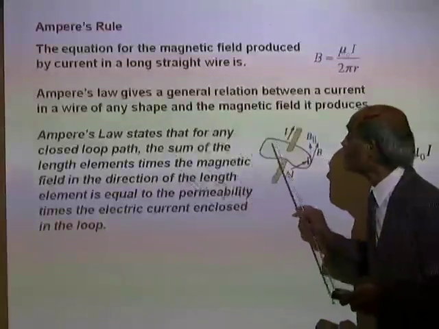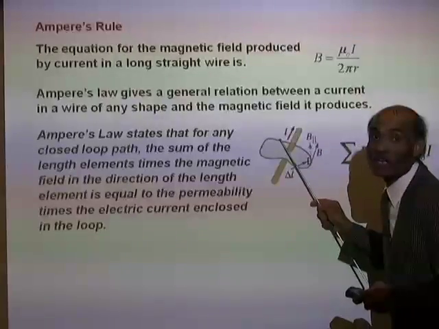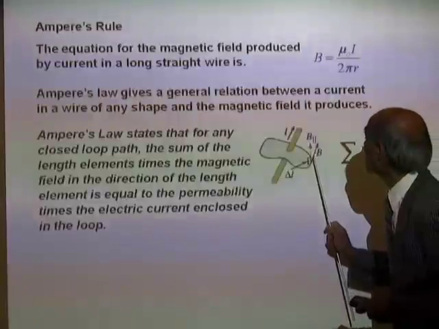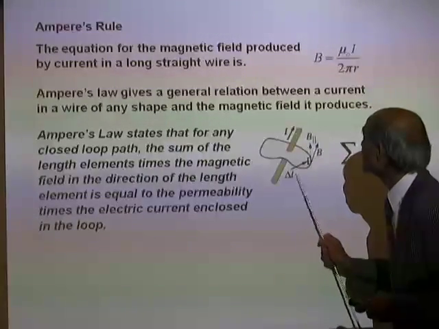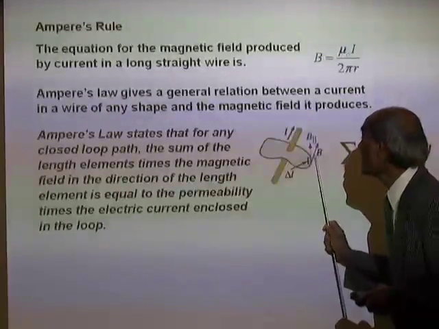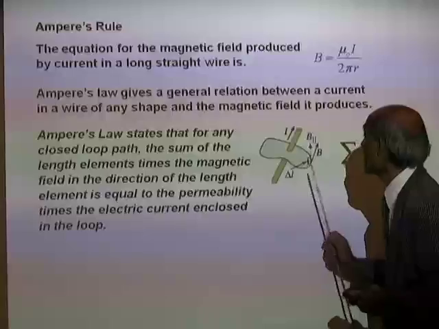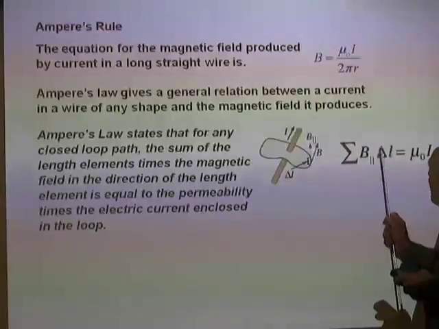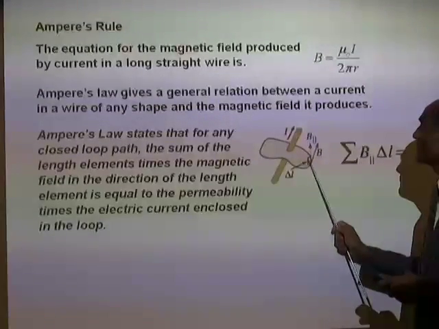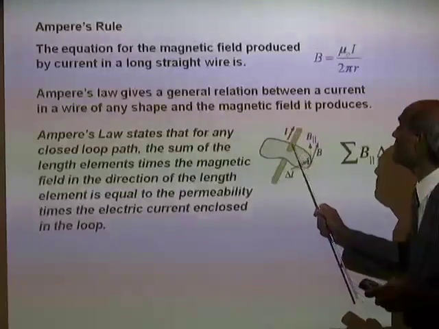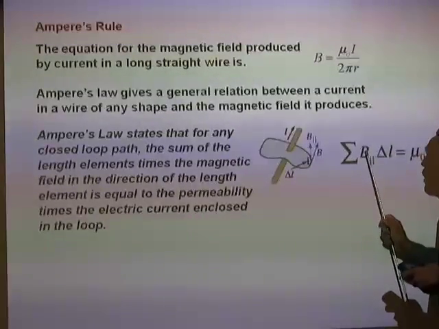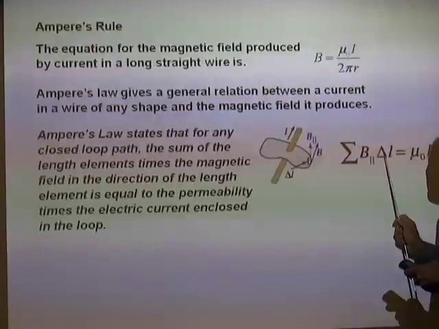Now, in order to take Ampere's law, the field must be in a direction parallel to the length element we take. For example, here I have taken a length element delta L, and we need to therefore take the component of B along that delta L. That means you take delta L multiplied by B that is parallel to that delta L, and you do that for each element and add them all together. That's what this means. Summation of B parallel times delta L.